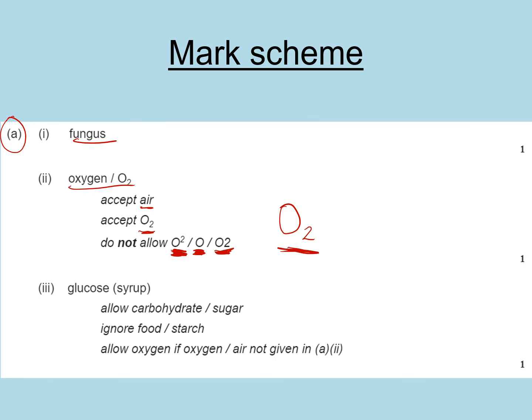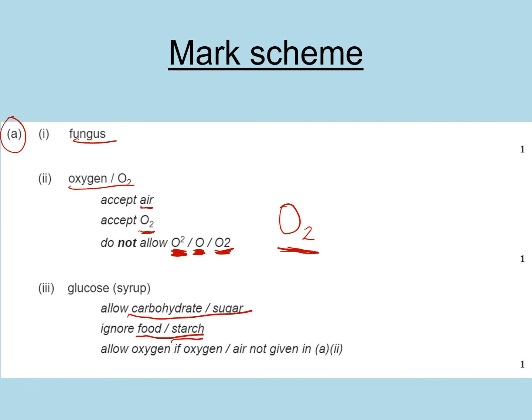The part 3 answer was glucose syrup. So that was the tube coming in at the top of the fermenter and dumping the syrup in. They would allow carbohydrates or sugars, but they would not allow food or starch. Starch would be too difficult for the mycoprotein to digest. So it has to be glucose syrup or sugar.